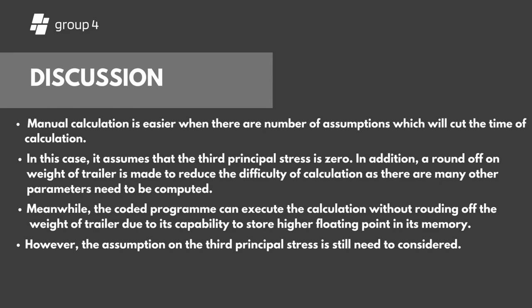First and foremost, manual calculation is easier when there are a number of assumptions which will cut the time of the calculation. In this case, it assumes that the third principal stress is 0. In addition, a round off on the weight of trailer is made to reduce the difficulty of calculation, as there are many other parameters that need to be computed. Meanwhile, the coded program can execute the calculation without rounding off the weight of trailer due to its capability to store higher floating point in its memory. However, the assumption on the third principal stress still needs to be considered.